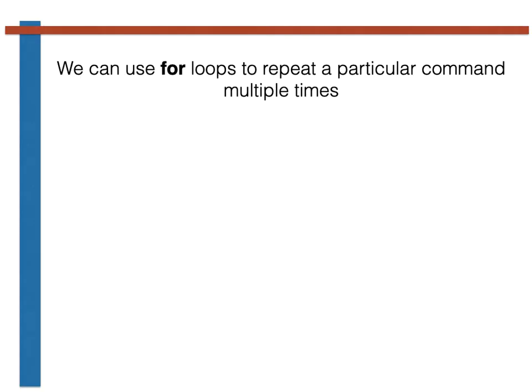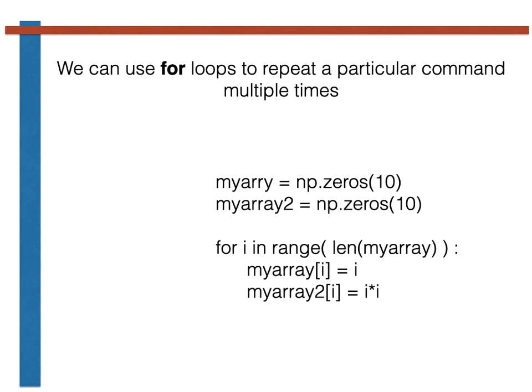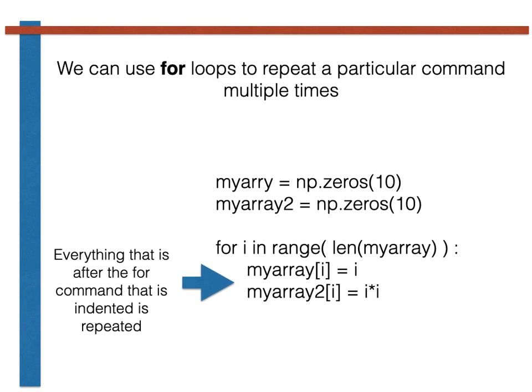To summarize then, we can use a for loop to repeat some command multiple times. An example for loop is shown here. The critical things to understand about for loops in Python are that everything after the for that is indented is repeated. In this example, these 2 commands are thus repeated. The number of times that these commands are repeated is set here. Notice that we can use the len command here. The loop is thus setting all of the elements of the array.